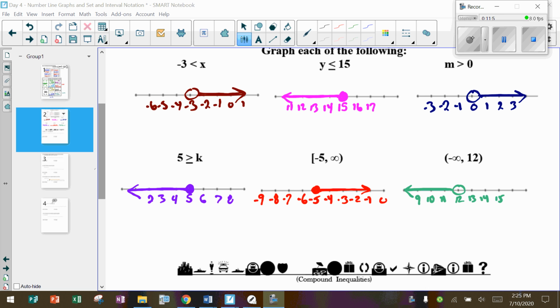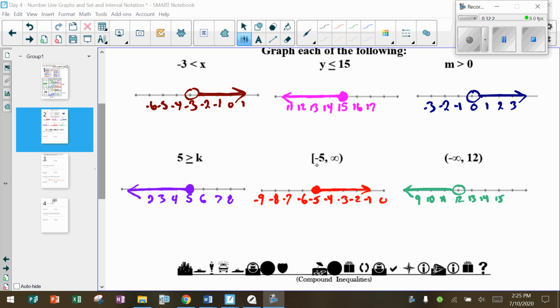So check your work. The x is bigger than -3, but it cannot be equal. X is bigger, so it goes to the right. Cannot be equal, open circle. This one, y is less than or equal to 15. It can be equal, so I close the circle. Y is smaller than 15. Arrow goes down towards the left. Here our m is bigger than 0, so the arrow goes to the right. Cannot be equal. K is smaller than 5, so it can be equal, down to the left.